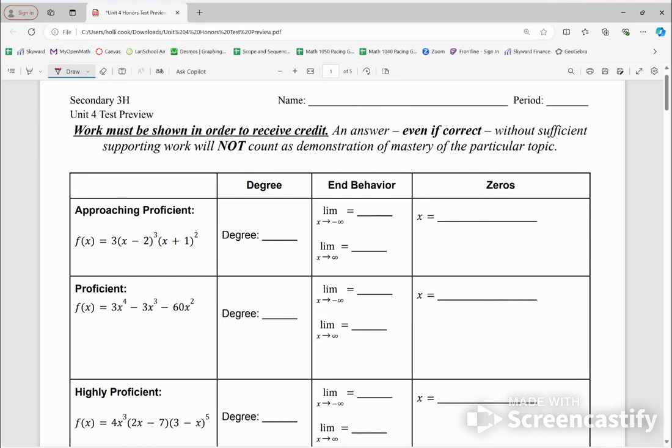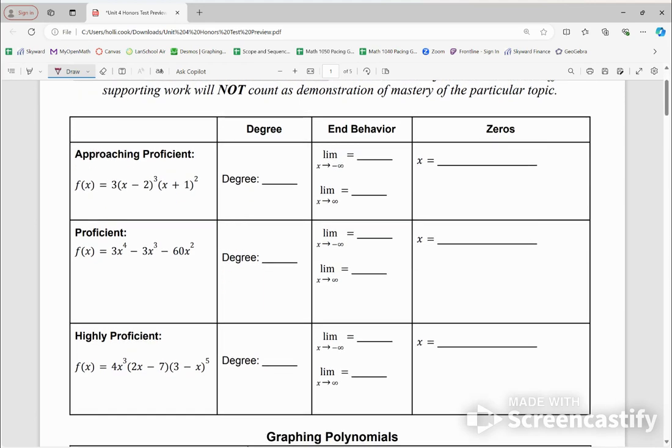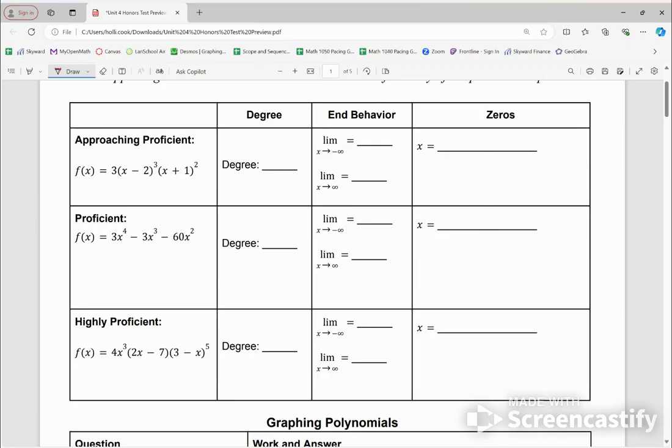All right, so Unit 4 test, if we look at the test preview, this very first section is kind of 3 in 1. We have degree, end behavior, and zeros. When we look at this first equation, we have 3 times (x minus 2) cubed and (x plus 1) squared. So for degree, we just need to count our exponents. The 3 doesn't have an x with it, so we don't have to count that. And then we have our x cubed and x squared. So 3 plus 2, that gives us 5. So our degree there is 5.